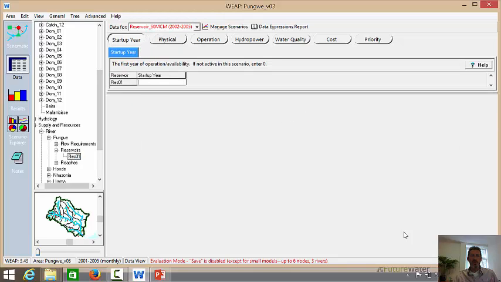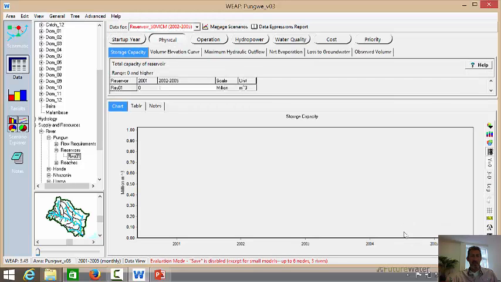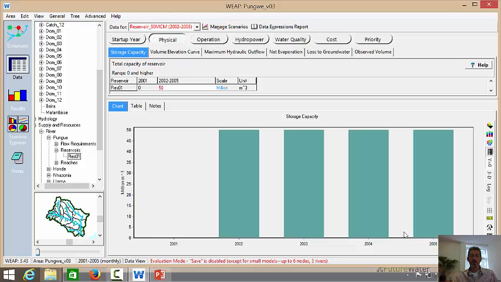You have to identify when the reservoir will be operational, so let's say 2001. So we've defined this new reservoir, and what you have to provide as input to the WEAP model is the storage capacity. Let's explore what will happen if we build a reservoir with a capacity of 50 million cubic meter. So the only thing you have to do is type in 50 million cubic meter.